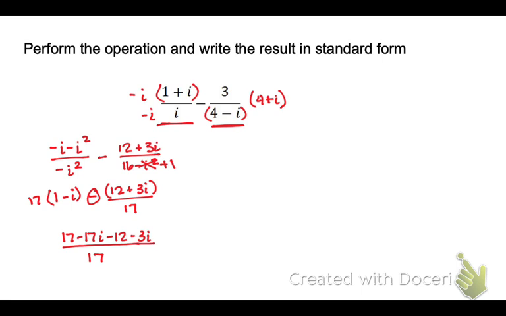See, I'm not thinking of the whole problem. I'm just taking steps, right? I'm not looking at the problem and going, oh, the answer's 6. No, that's silly. Okay, so I have 17 minus 12, which is what? 5. So I have 5 over 17. And then I have negative 17 and negative 3, so that's going to be a negative what? 20 over 17 i. So that's the answer I got.